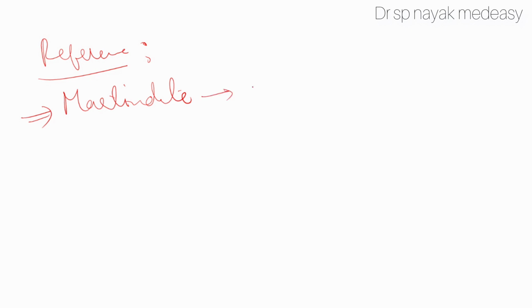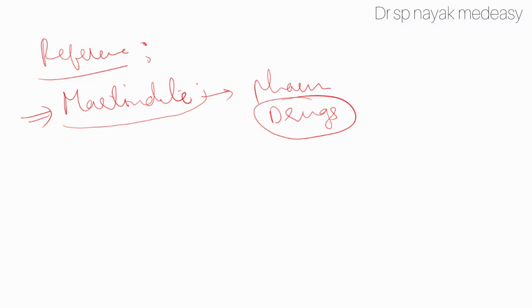See, before starting my session, I would like to tell you one thing. I have some references, so many references. I refer to Martindale. I think you might know the Martindale textbook. This is the standard book for pharmacology and for drug reference. If you are a clinical pharmacist or a good medical professional working in hospitals, you need to refer to drug information. Always you should have a soft copy of this Martindale. Martindale is top in pharmacology and in drug reference.